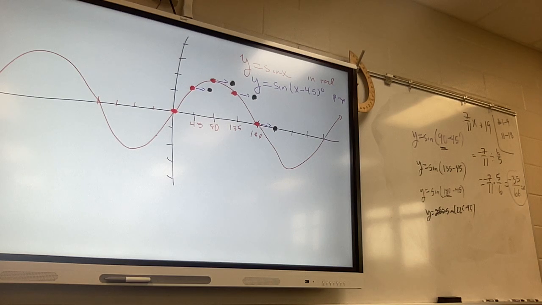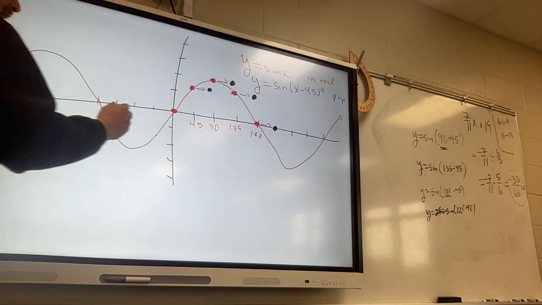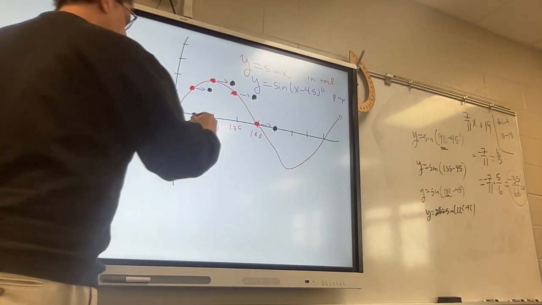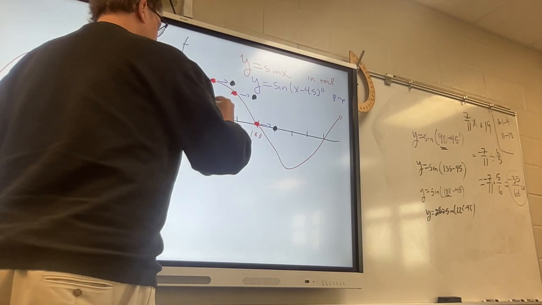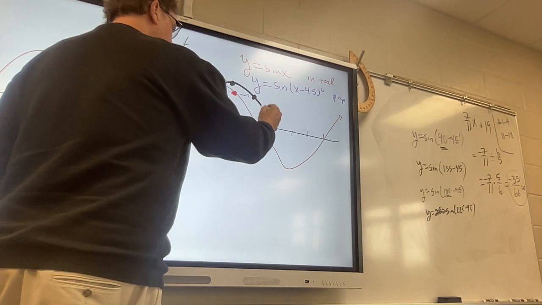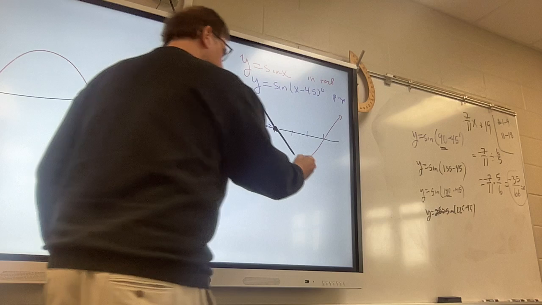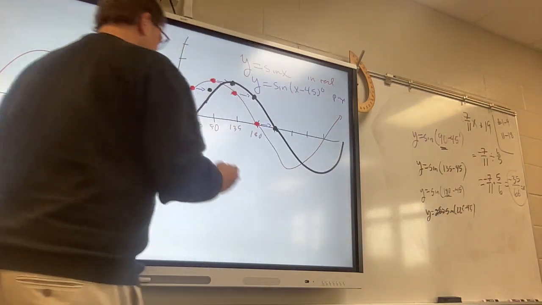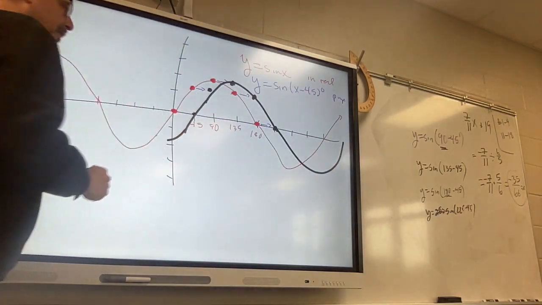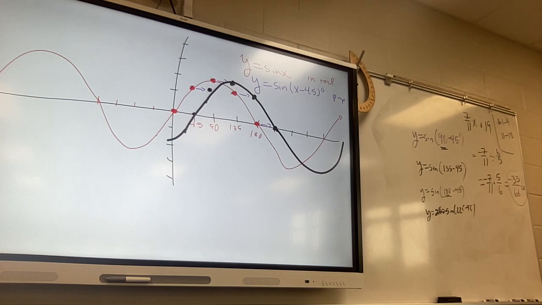So what I would like you now to try to do in the color, I guess I'm choosing the black, and so now I would like you to attempt to sort of draw that graph, which will appear to have been picked up and moved over 45 degrees to the right.